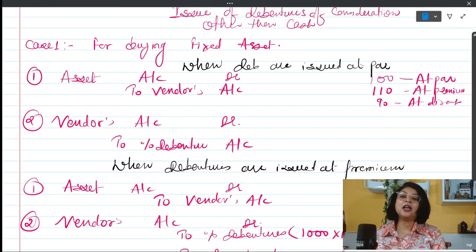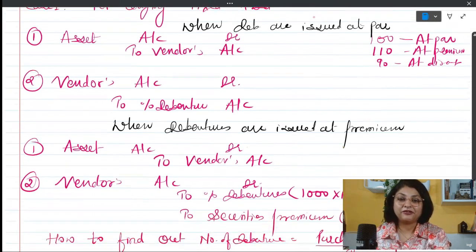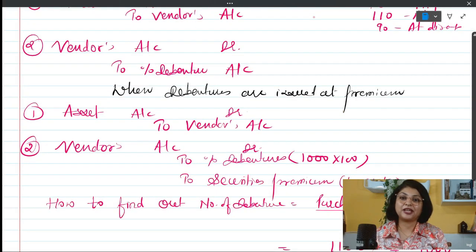So we have seen what is issue of debentures for consideration other than cash. It can be for all the services or the assets which a business purchases from others. The business is giving debentures instead of giving cash. First case can be for buying a fixed asset. So whenever you are buying a fixed asset, or a specific asset's name if it is given, you will write that asset's name, like building, plant and machinery. It will be debited and vendor's account will be credited. In the second entry, you will debit the vendor, discharging the liability, and you will write percentage debenture. This is the case when you are issuing the debentures at par.